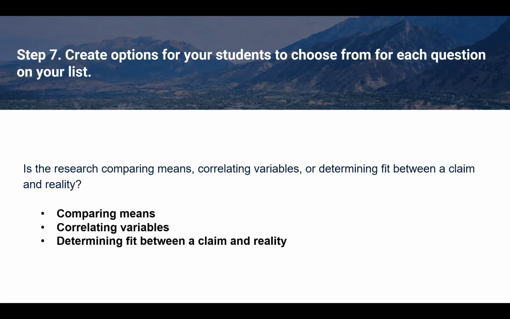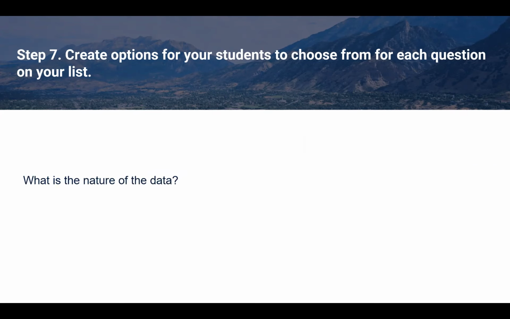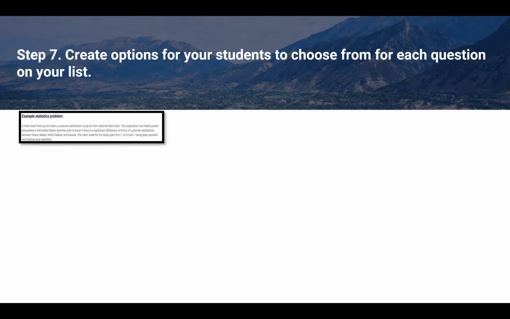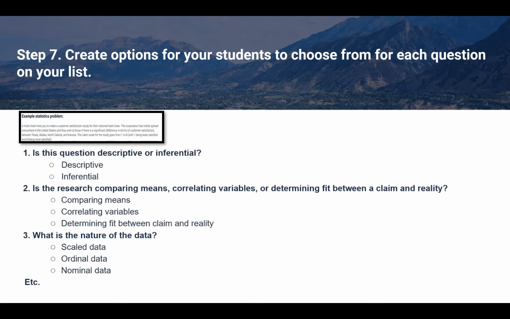However, the next question will be different. The options are not listed in this question. There are three types of data we want our students to consider: scaled, ordinal, and nominal data. So these will be our options. Here is an example of what a list of questions with their options might look like. Note, most of your questions will have options that look like these.